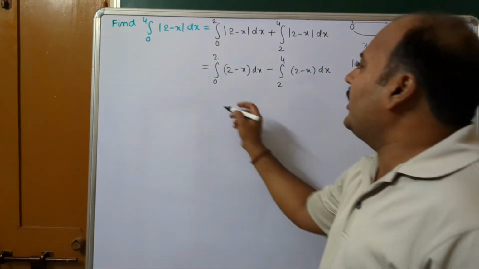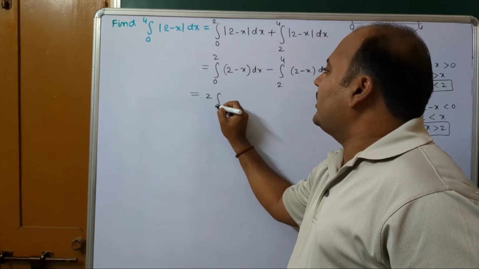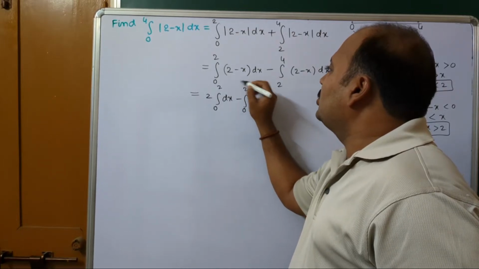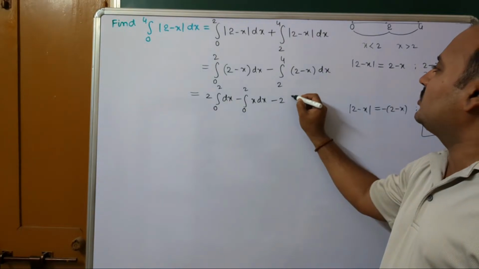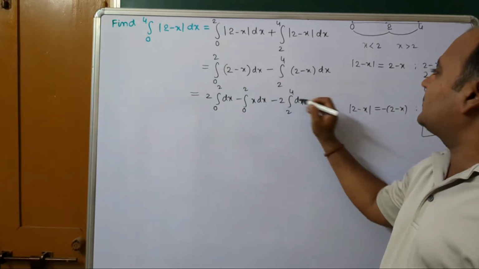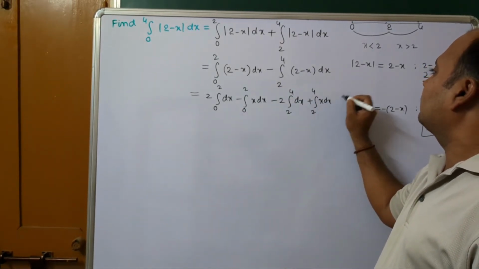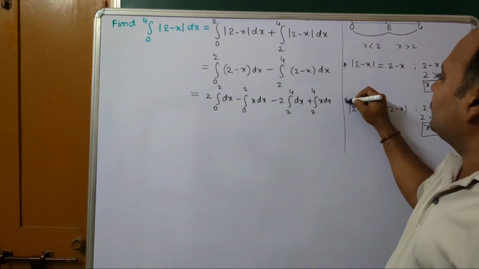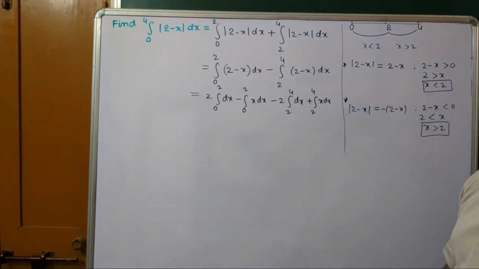Now normally integrate. So 2 into dx, 2 constant we can take outside, 0 to 2 dx. Minus integral 0 to 2 x into dx, minus 2 we can take outside, 2 to 4 dx, minus into minus is plus, integral 2 to 4 x dx. But this is a very important step, dear students, to understand the concept here. We need to write it compulsorily.